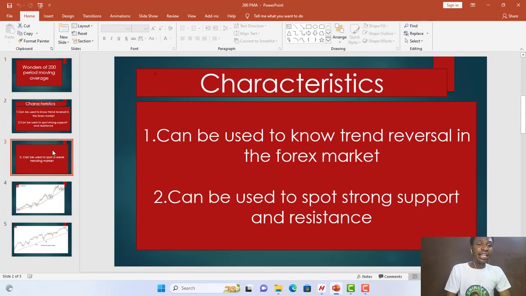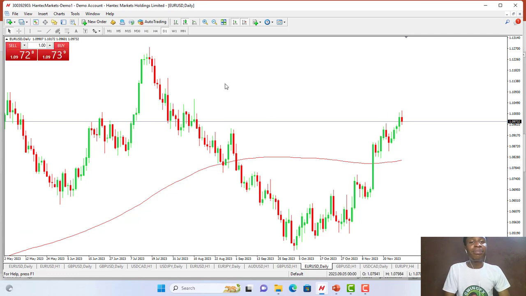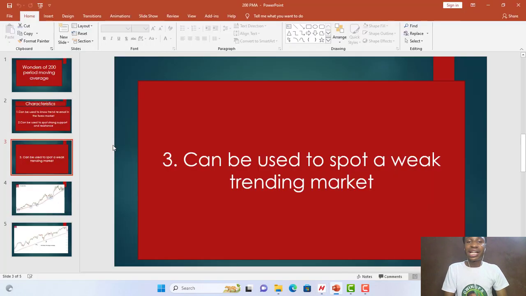it can be used to spot a weak trending market. There are some types of market that move in a weak pattern. Remember, a heavy trending market makes a deep retracement, but this one will make a very deep retracement, come back to the 200 period moving average, move back, come back, move back, come back. When you spot that, you know that's a weak trending market.